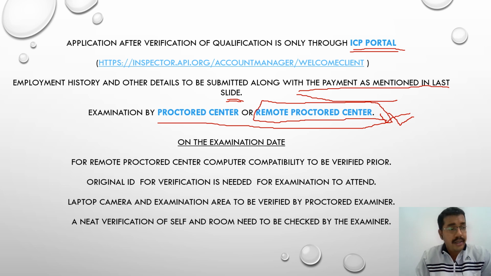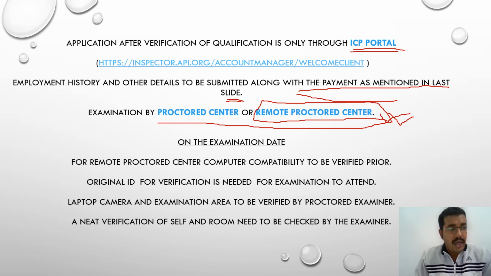Proctor center is an examination hall, an examination center authorized by API Institute, where there are computers, cameras, and a proctor inspector who will check everything, and there is a desktop. You have to go there, give the exam, and show the ID. So that was the proctor center, which existed before 2019, and it still exists also.